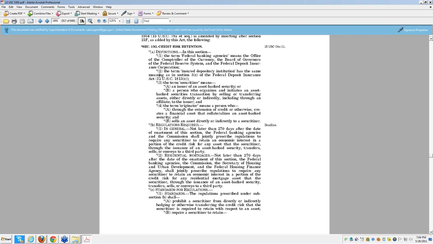Definitions. Federal banking agencies means the Office of the Comptroller of the Currency, the Board of Governors of the Federal Reserve System, and the Federal Deposit Insurance Corporation. The term insured depository institution has the same meaning as in Section 3C of the Federal Deposit Insurance Act, 12 U.S.C.